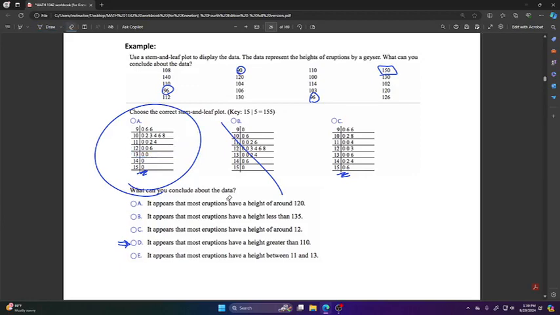Maybe. Are we looking for the best thing here? It appears that most eruptions have a height around 12. False. Everything's up here in the hundreds. So that's definitely not good. It appears that most eruptions have a height greater than this much. So greater than that, yes, I can see that. Definitely. And it appears most eruptions have a height between this. No, again, we're looking for the hundreds.